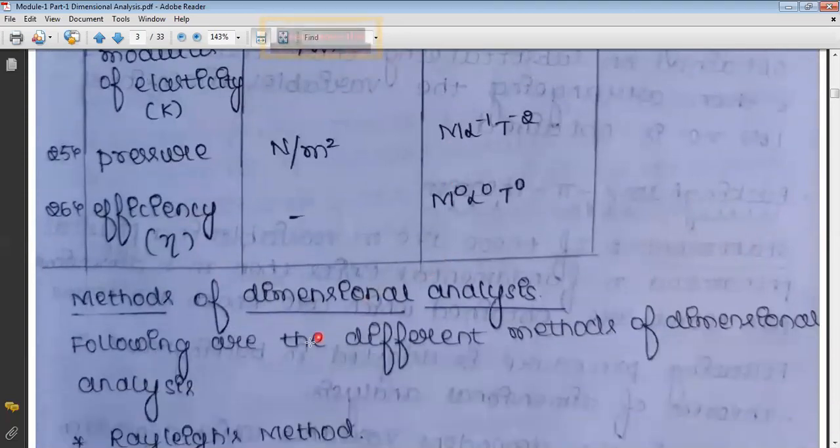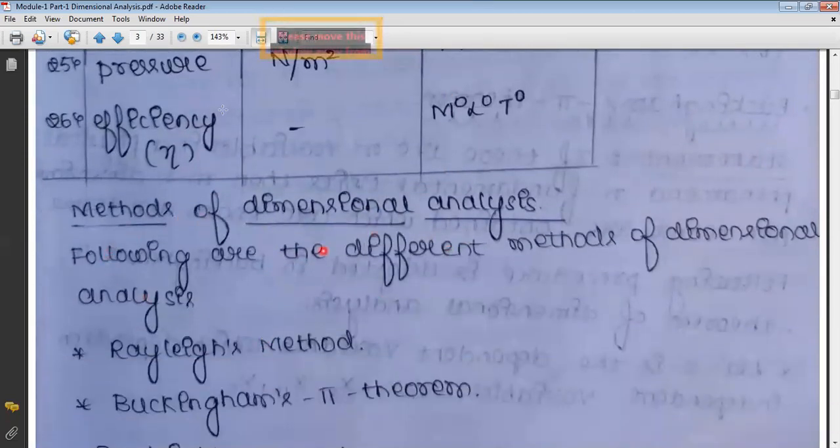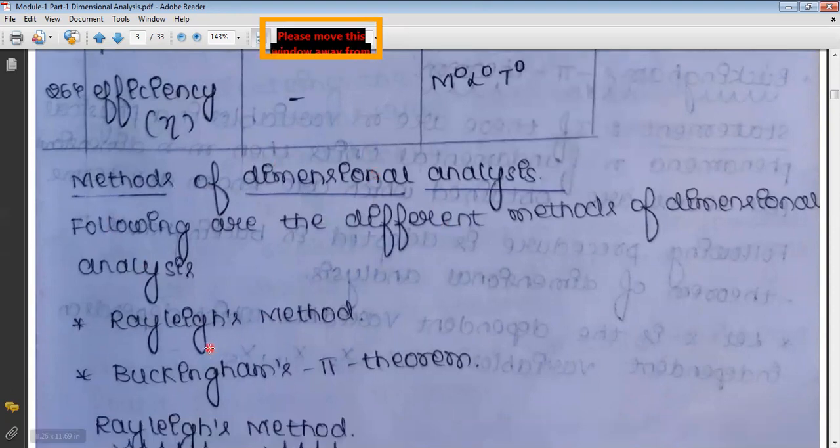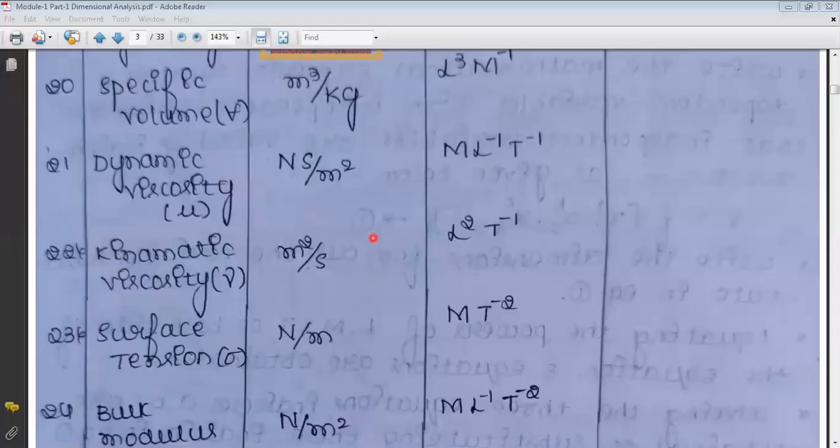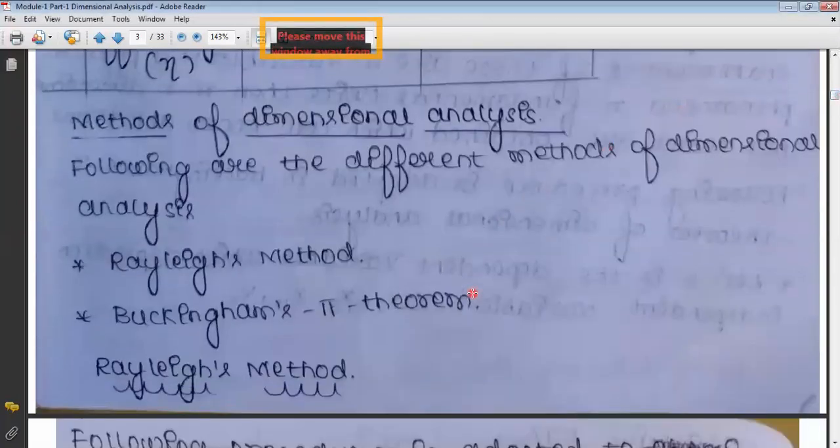Okay. So next we'll move on to a very important part, that is methods of dimensional analysis. In the methods of dimensional analysis, there are two important methods. One is Rayleigh method. Another one is Buckingham's pi theorem. The first one is Rayleigh method. The second one is Buckingham's pi theorem. First we'll see the Rayleigh method.